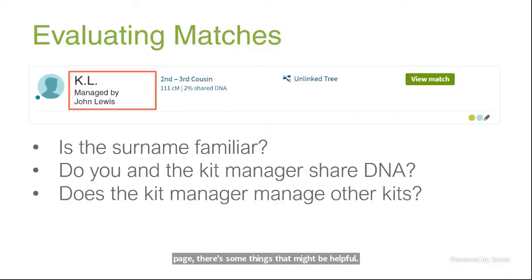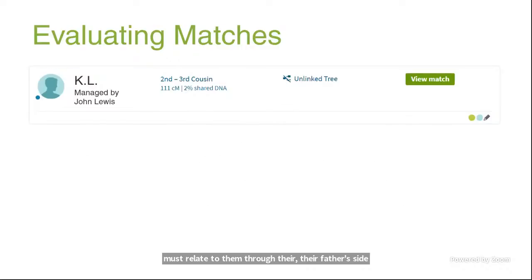See if the kit manager manages other kits. I've seen situations where one person will manage 3 or 4 kits and I don't match the kit manager, but I matched all 3 kits. I finally realized it was their 3 children that they had tested, and I must relate to them through their father's side, and the mother is managing the kits. So it gives you a little bit of information about the test taker, because if they're children, then they're definitely not in my generation. That's going to help down the road too.